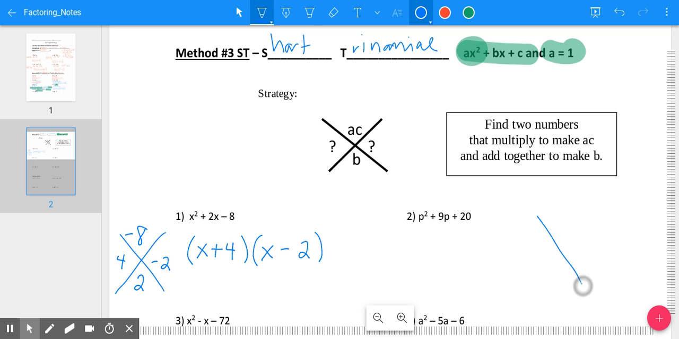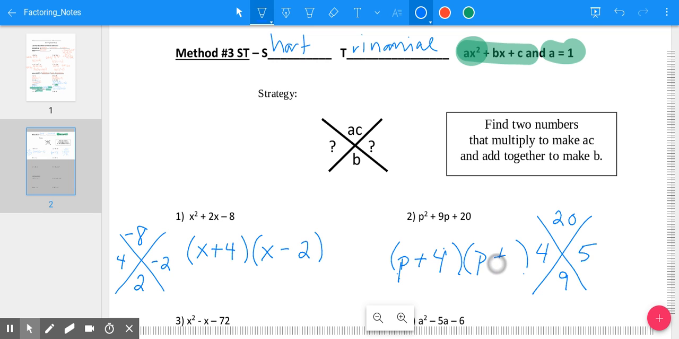So I'll do one more with you. In this case, our top number is positive 20. Bottom is positive 9. So what two numbers multiply to positive 20 but add to positive 9? We need positive 4 and positive 5. And then this time they switched it up and used our variable of p. So we're going to put p plus 4 and p plus 5. And it doesn't matter if it would be p plus 5 first or p plus 4 first. The order doesn't matter since it's addition and multiplication. They're commutative. So you can write the binomials in whatever order you want.